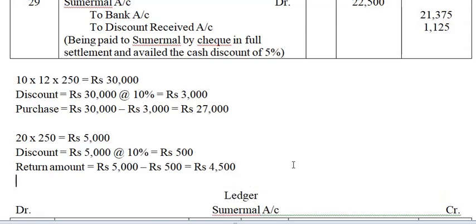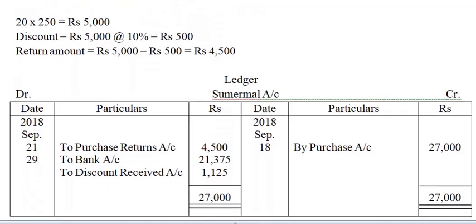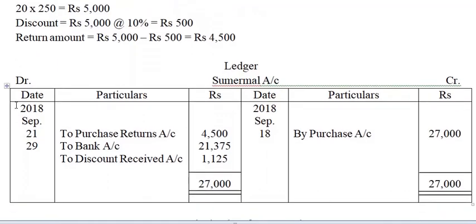Now, we also have to show Sumarmal's account. So that's it. This ledger account has been derived from the journal entry. On 18th, he is making the purchase 27,000. Okay, and on 21st, return goods 4500. Okay, and the bank account. This is how you will prepare. This account is completely closed now because there is no balance brought down at the end.